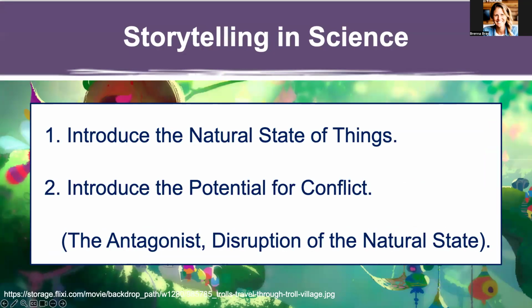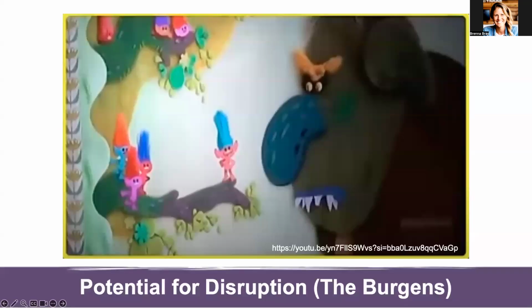Then we introduce the potential for conflict, right? All good stories have conflict. They have intrigue. There's an antagonist. There's a potential for the whole natural state to become disrupted, right? And so in Trolls, that's the Bergens.